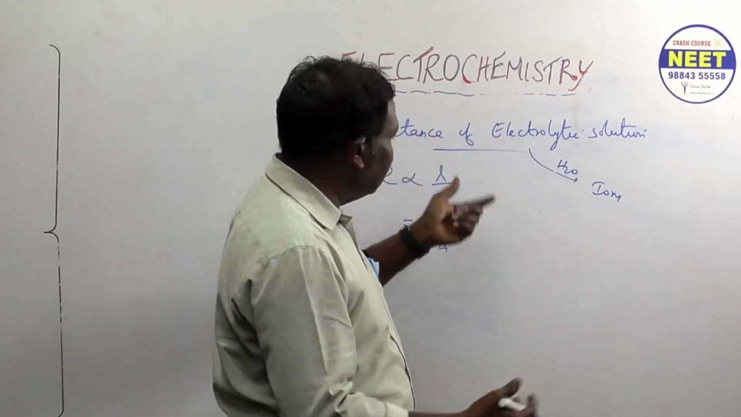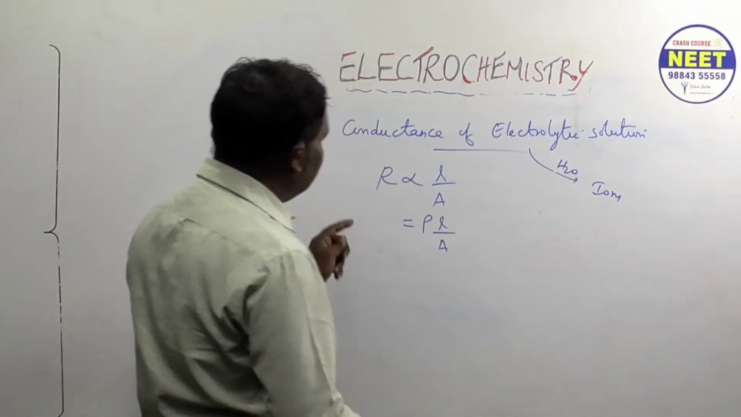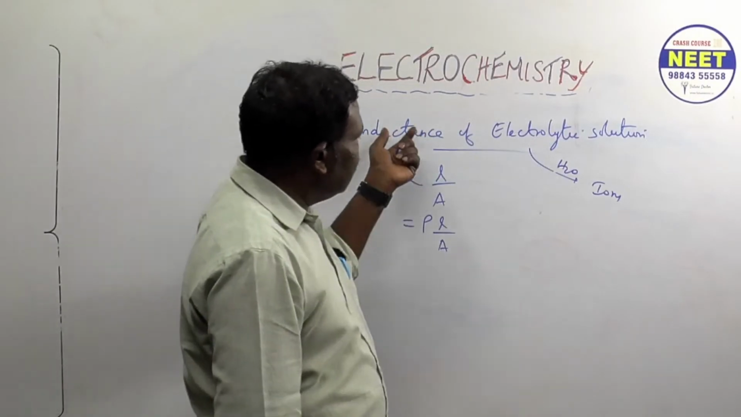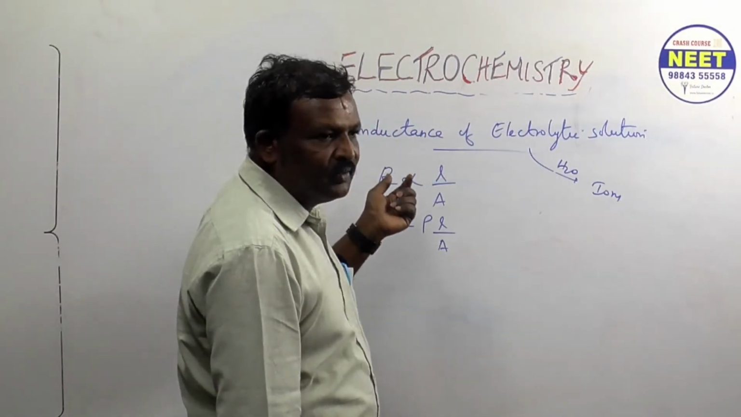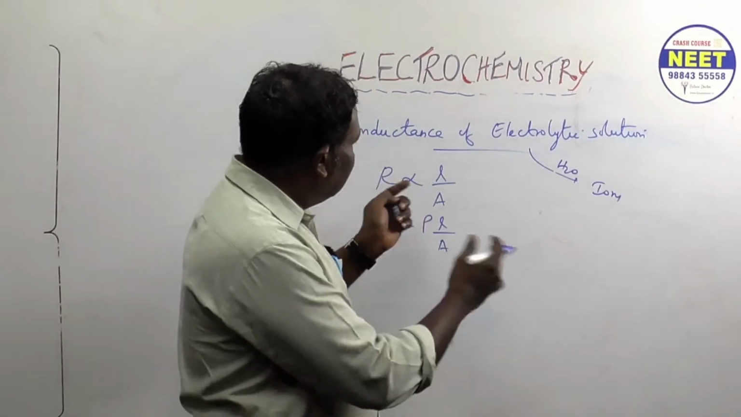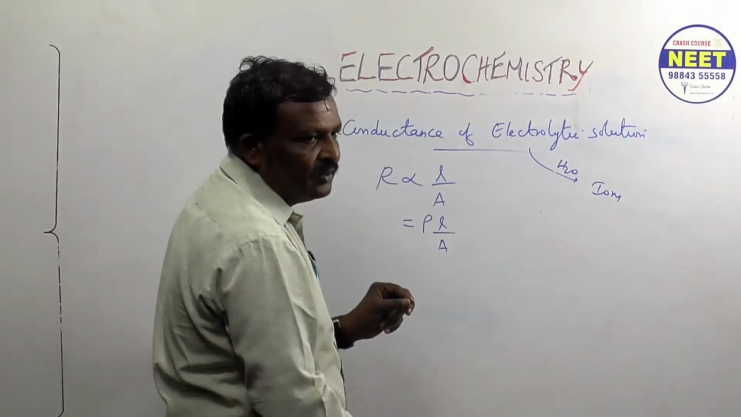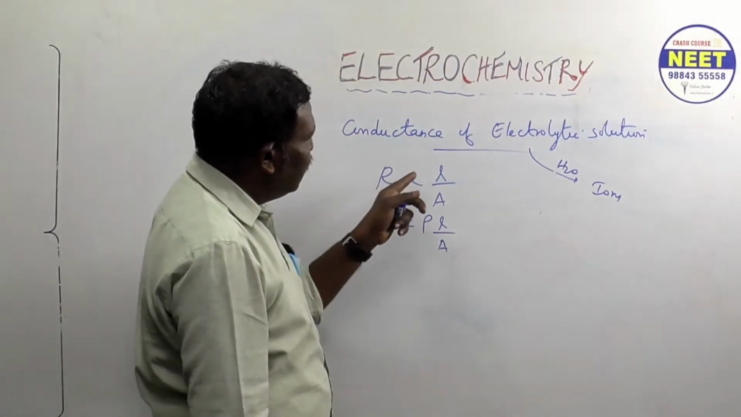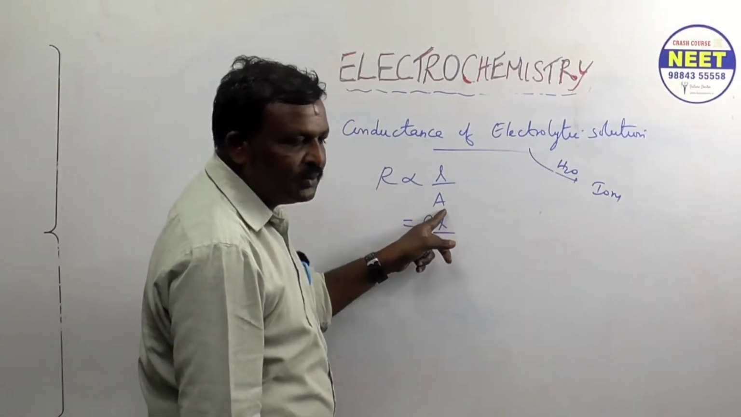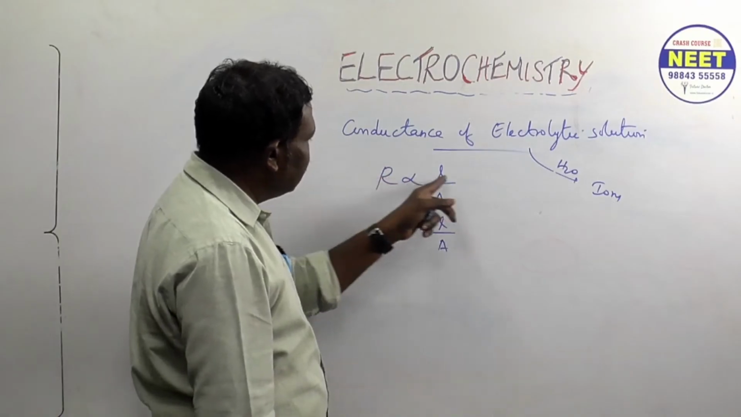What are the necessary conditions? This is all we are going to study. In every conduction we have some resistance. It depends on how much solution we are taking. So the resistance depends upon the length of the solution and the area of cross section of the solution. Understood? So we have some relations.